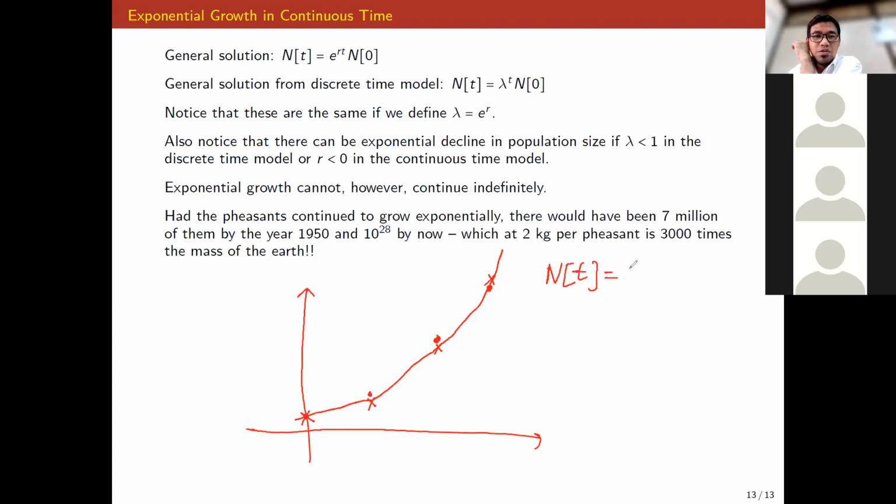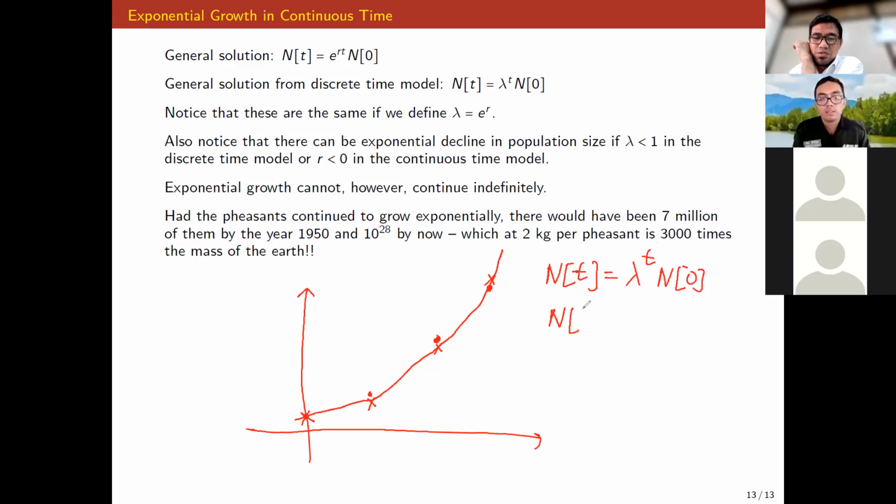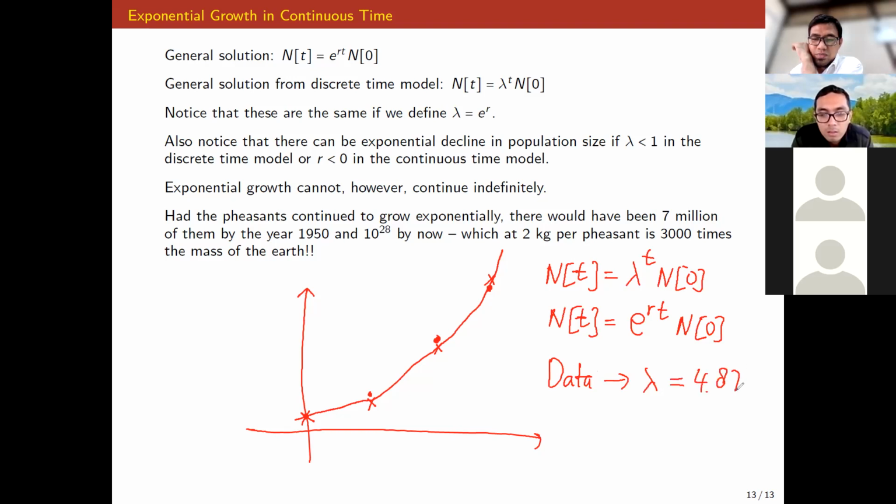So in discrete time, you have lambda to the power of t times n naught. And in continuous time, you have e to the power of r times t times n naught. Lambda according to the data we obtained is 4.87. This is discrete. This is continuous. And r we obtained before is 1.58 and so on. And n naught we obtained in the previous example is 1.